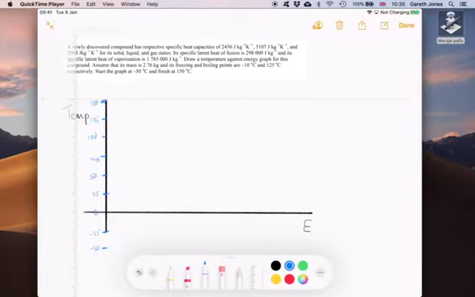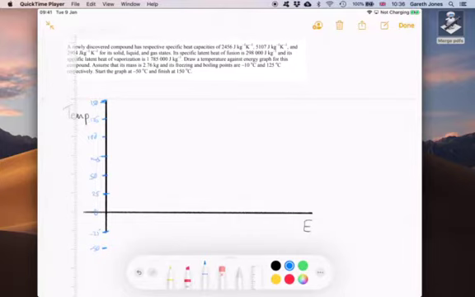So, I've already said that the bigger the specific heat capacity, the smaller the gradient, okay? And vice versa, the smaller the specific heat capacity, the steeper the gradient. What other points are important here? Before I start that, it's important to get our boiling points and melting points on here.